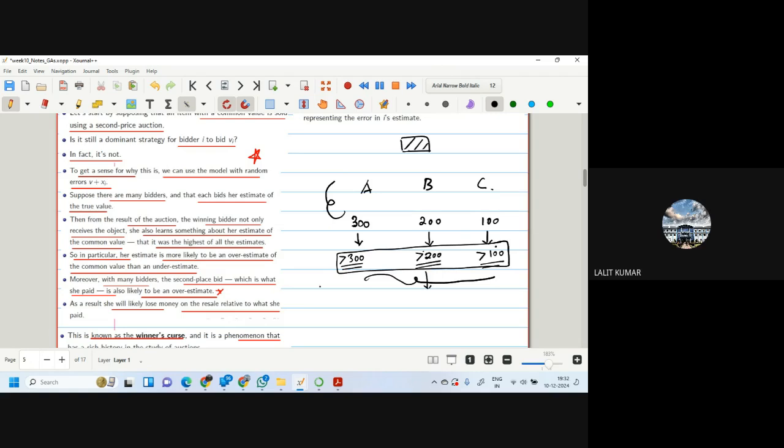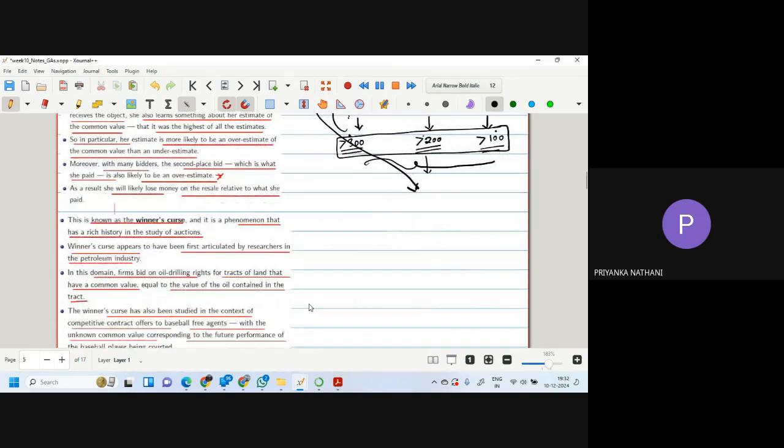But when he bids, he will consider this 300 rupees. So he might win. For example, he bids 300, he wins it. But when he goes to sell in the market, now there are no takers. So that's why this is known as the winner's curse.